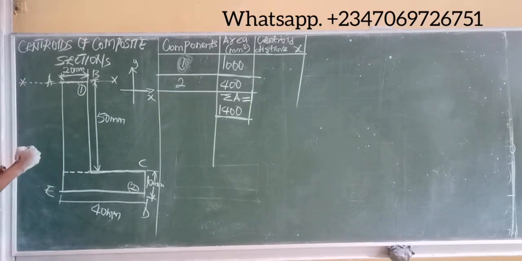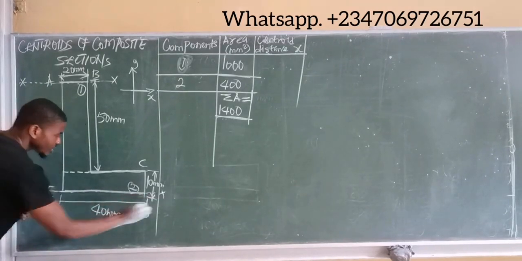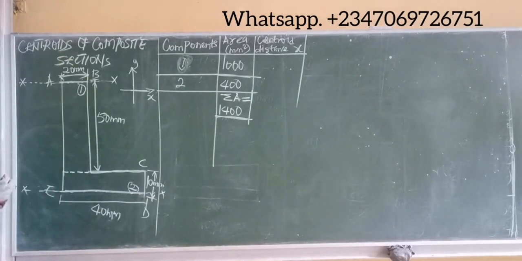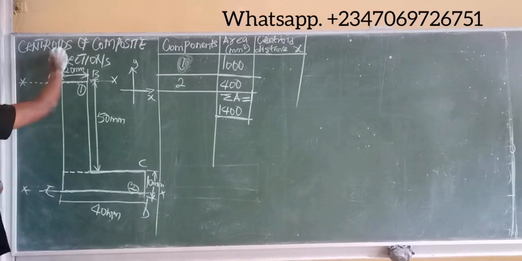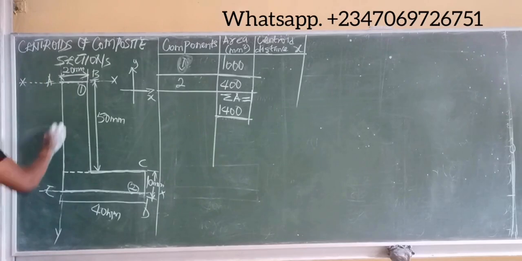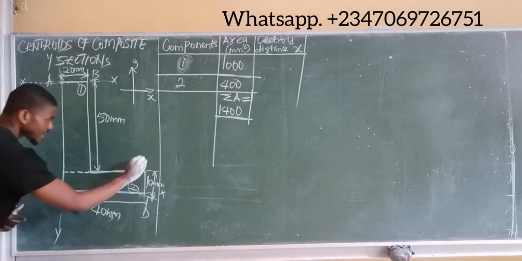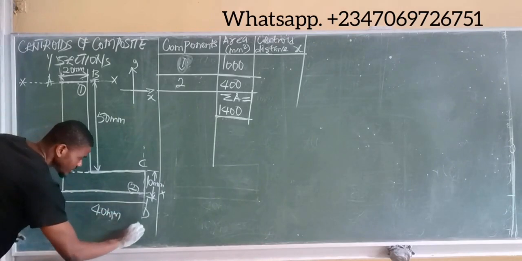It represents the x direction for this particular component 1. Same thing happens here. This base here also represents the x direction. It represents the x component or x direction for this other component 2. Meanwhile, this height here represents the y direction. So simply call that y. That represents the y direction for this component. Meanwhile, this height here is simply y.